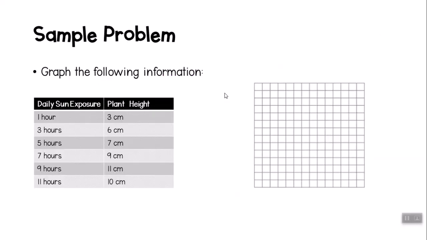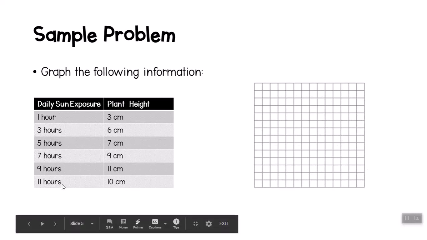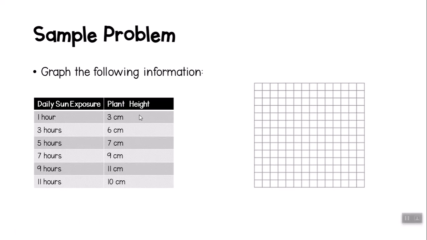Here's a sample problem. Here you have daily sun exposure, so a plant is exposed to the sun for a certain amount of hours for a certain amount of days. And then the experimenter is measuring the height of the plant after the certain number of days have passed. So what would be the independent variable? Would it be daily sun exposure or plant height? What would be the dependent variable? Daily sun exposure or plant height? I hope that you chose that the independent variable is the daily sun exposure, and that leaves the plant height as the dependent variable. So the next question is, where would you put these on the graph?